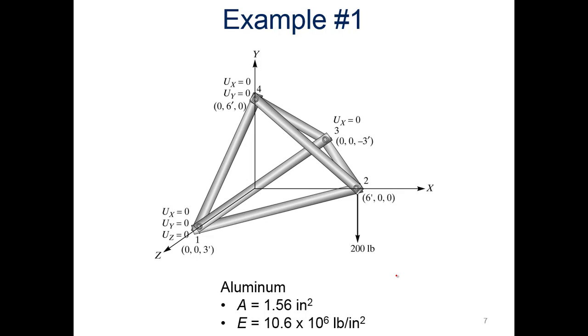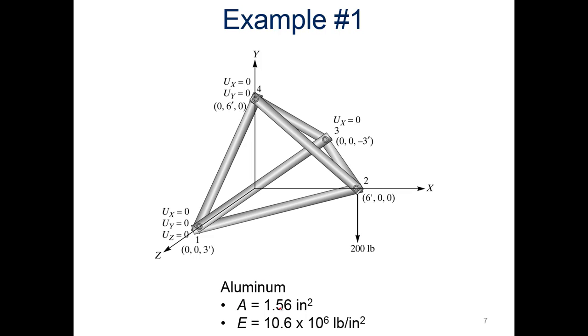So let's look at this example now. How do we do 3D trusses in ANSYS? Here's a setup. We've got aluminum members, and we've got node 1, 2, 3, and 4 up top here. We'll number these elements accordingly when we get into ANSYS, as they're made, connected between our different nodes.